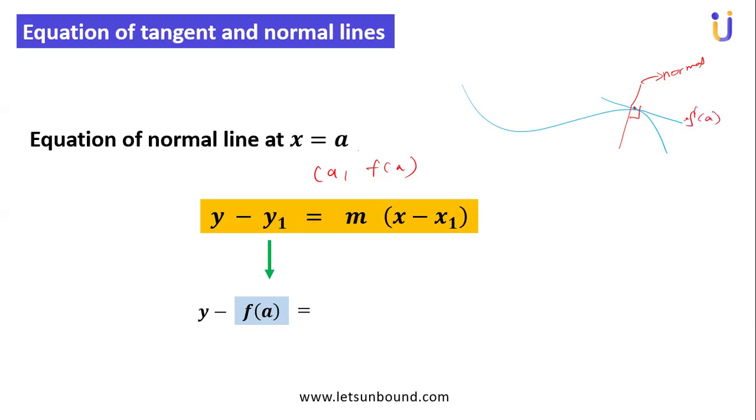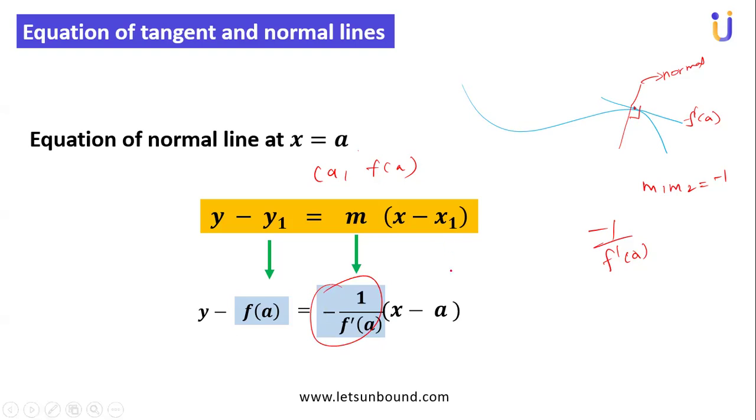But for normal, the slopes satisfy m1 times m2 equals minus 1. The product of the slopes of perpendicular lines will be minus 1. So one slope will be the negative reciprocal of the other. The reciprocal of f dash of a is 1 by f dash of a, so negative reciprocal gives minus 1 over f dash of a. That's the slope of the normal line. So we have to change that. This is the only change, and x minus a.